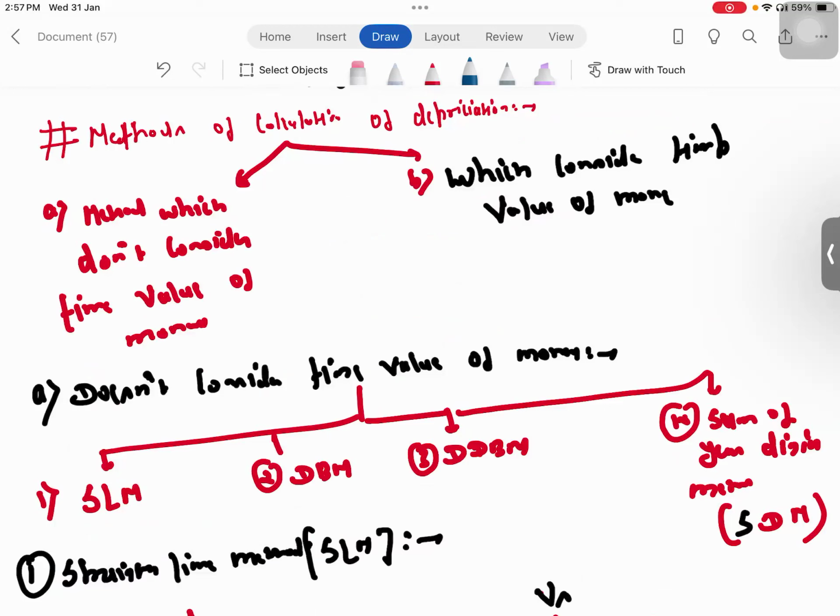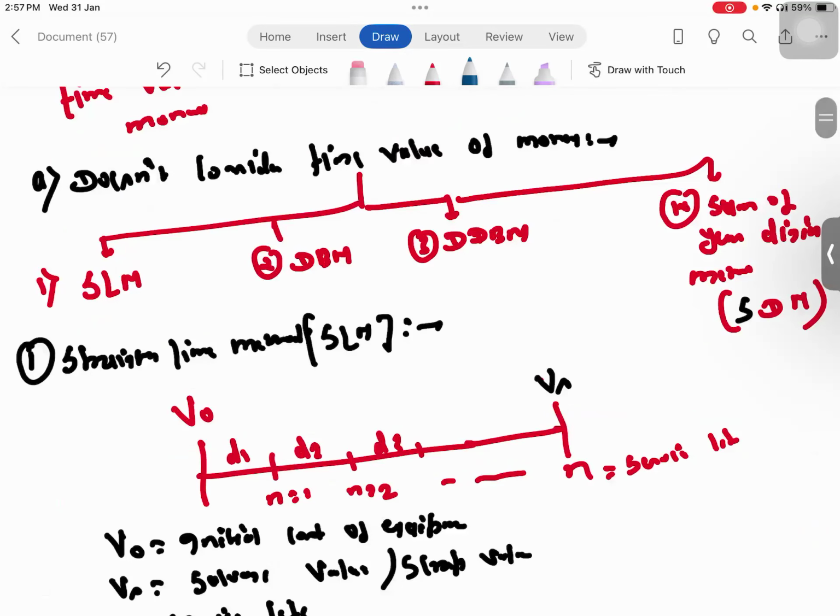But the most important thing for the exam is the methods through which we will be able to calculate the depreciation. Here I will be talking about two kinds of methods: the methods which consider the time value of money, and the methods which do not. First I will talk about the methods that do not consider the time value of money. There are four different methods available for depreciation calculation: the straight line method, declining balance method, double declining balance method, and sum of years digits method. I'll start with the straight line method.